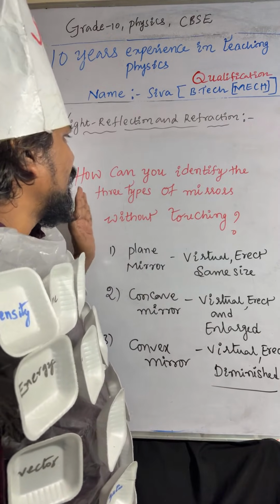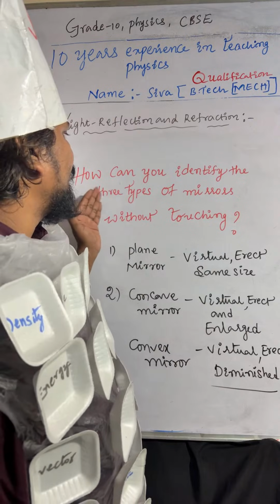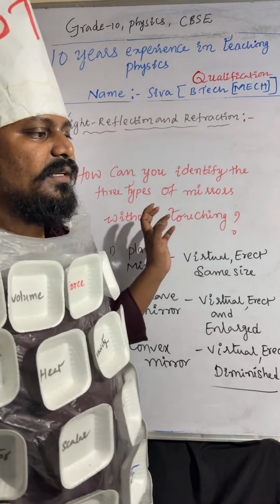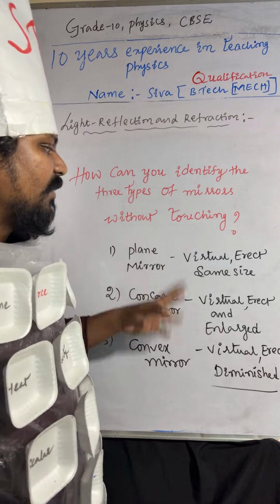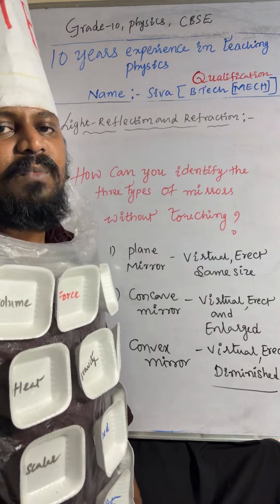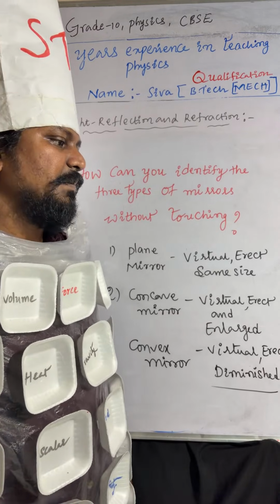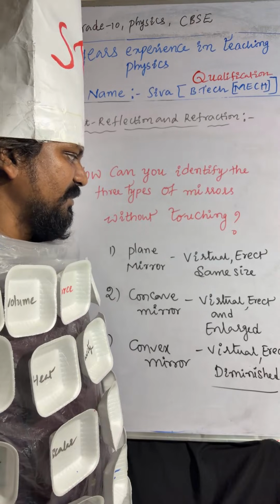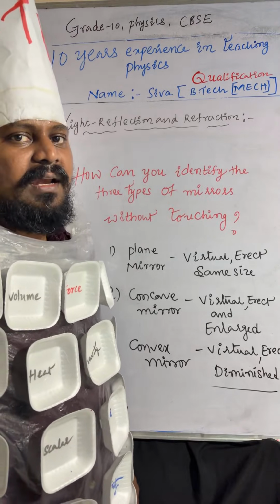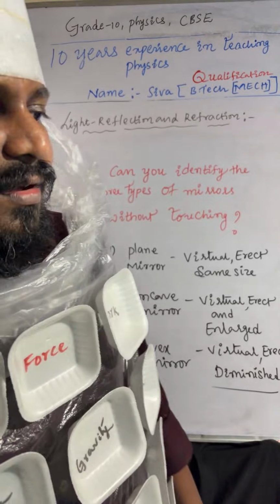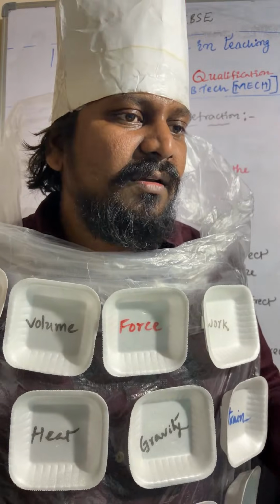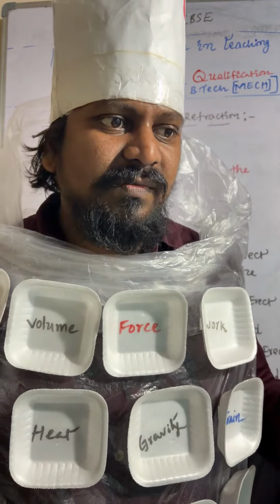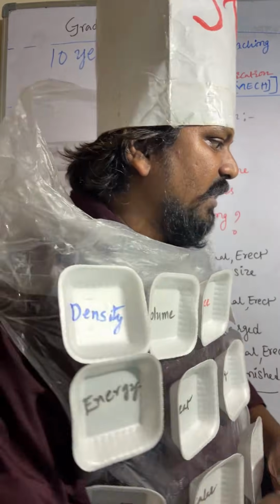So how can you identify the three types of mirrors without touching them? By observing the nature of the image, we can understand what type of mirror it is. Plane mirror: virtual, erect and same size. Concave mirror: virtual, erect and enlarged. Convex mirror: virtual, erect and diminished. Understood or not? Yes.